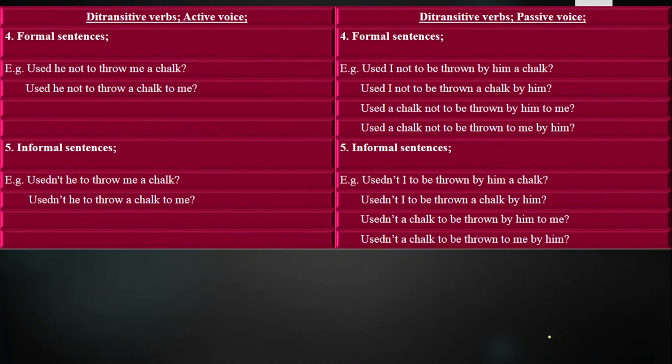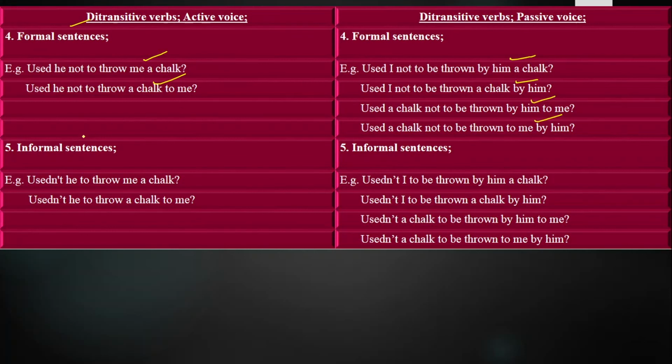Next we have got the formal sentences. Those sentences in which we ask questions and deny the statement in a formal and polite way are called formal sentences. Used he not to throw me a chalk? Used he not to throw a chalk to me? Used I not to be thrown by him a chalk? Used I not to be thrown a chalk by him? Used a chalk not to be thrown by him to me? Used a chalk not to be thrown to me by him?